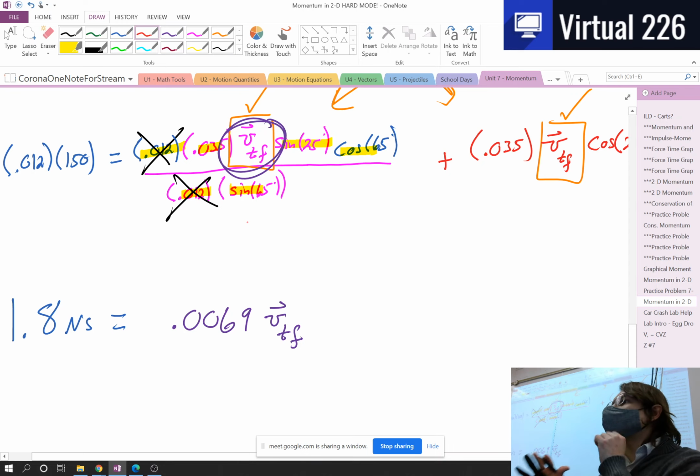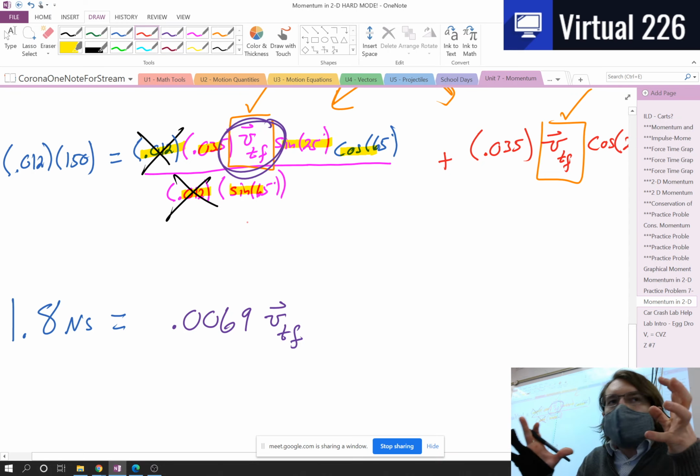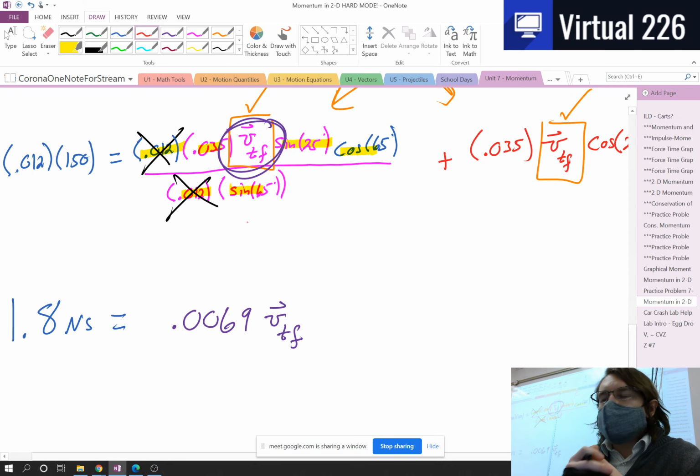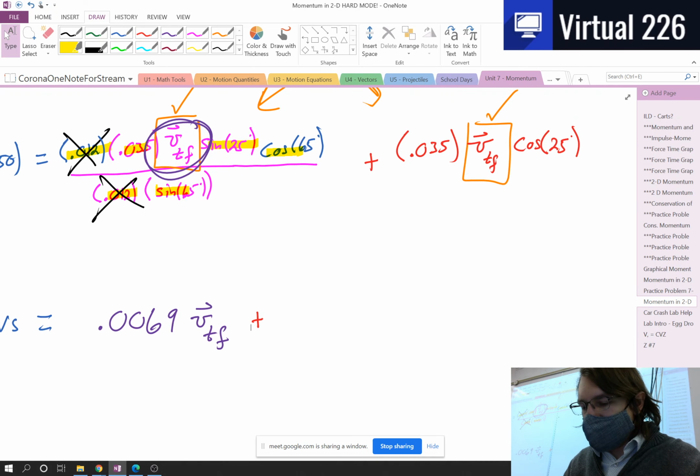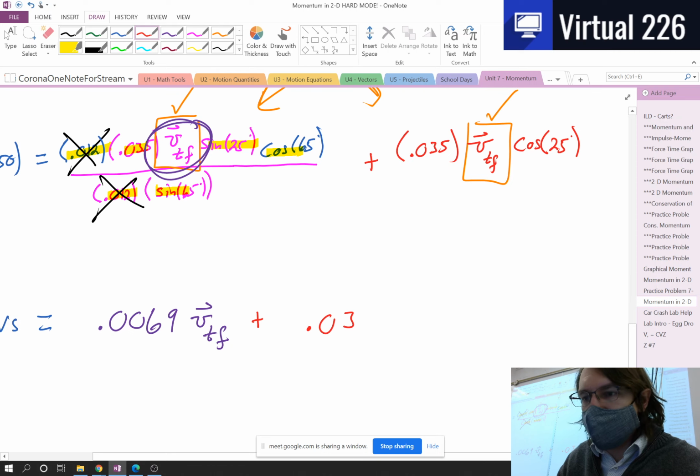So even though there was a lot of stuff there, we just combined it all together and just said, woo, it's a number. Because that's all it ever was. It was just a number. So now we're going to add it to the right side here. That's 0.035 times the cosine of 25. That's going to give us a quantity of 0.032 when we round, multiplied by the tin cup's final velocity.